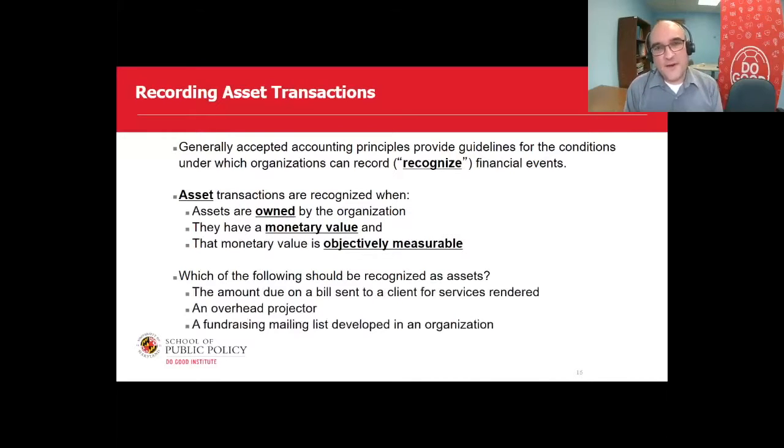Some examples of transactions that may or may not count as assets when an organization receives them. If it sends a bill to a client for services rendered, then that is money that the organization is owed, so that counts as an asset. An overhead projector is inventory that has value that the organization can claim as an asset. A mailing list may have value. It's maybe hard to put a financial value on it that's objectively measurable, but if an organization can do that, then it can recognize it as a financial event when it acquires one.